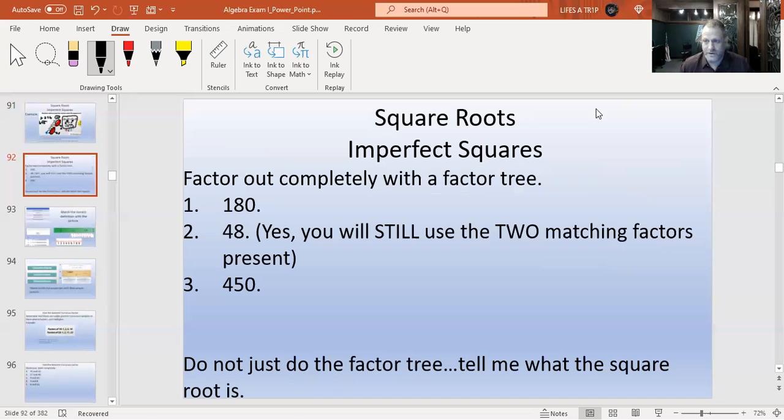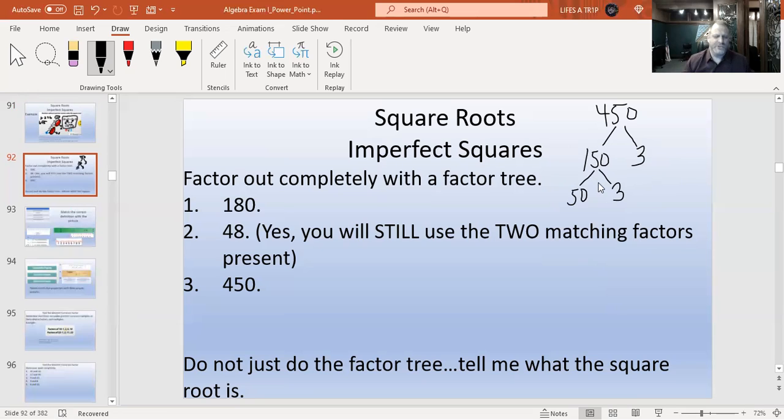Number 3, 450. You're like, oh my God, that's going to be a lot. It's really not going to be as much as you think it is. It's going to be just like the others. The lowest number possible that can be divided into 450 is 3 and a 150. Can we get a 3 out of here again? Yes, I think we can. 3 and 50.